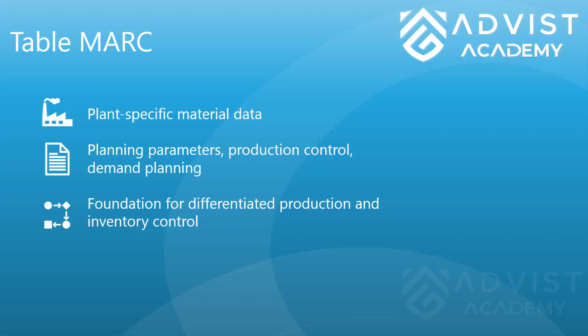The MARC table stores plant-specific material data. This includes material requirement planning parameters, production control settings, planning strategies, or plant-dependent units of measure. Each material-plant combination is represented as a unique entry. This table is critical for detailed planning and control of production and inventory at the plant level.